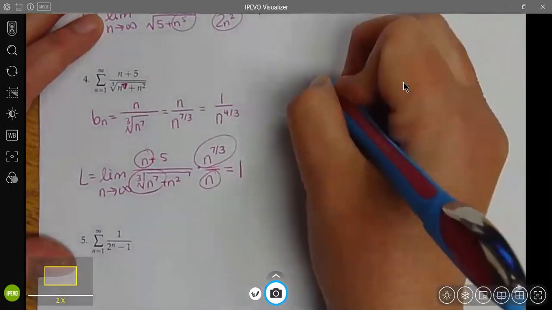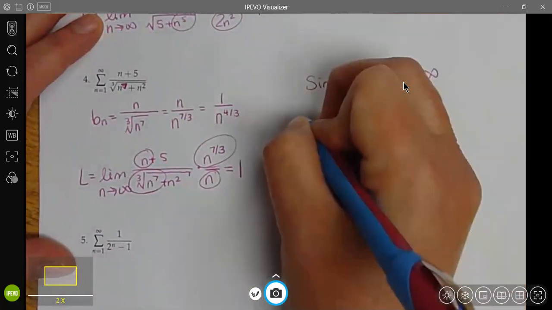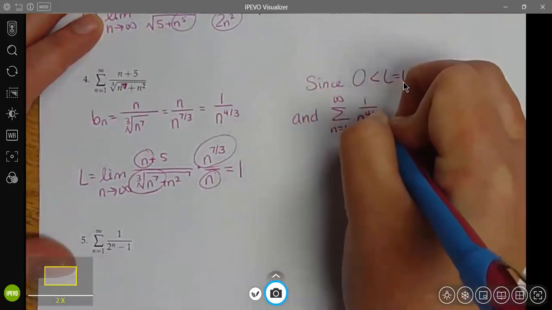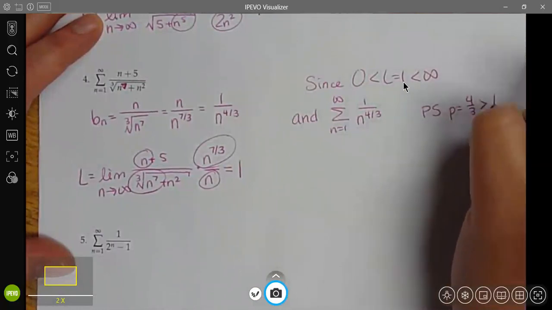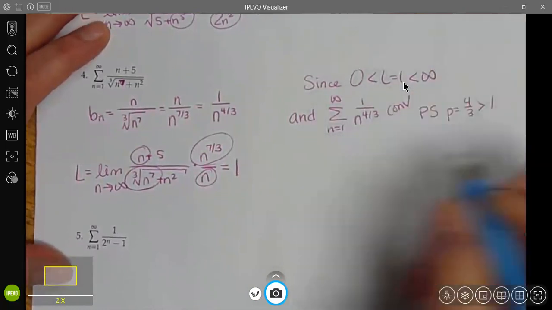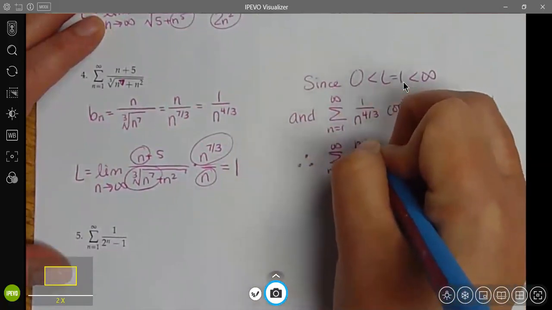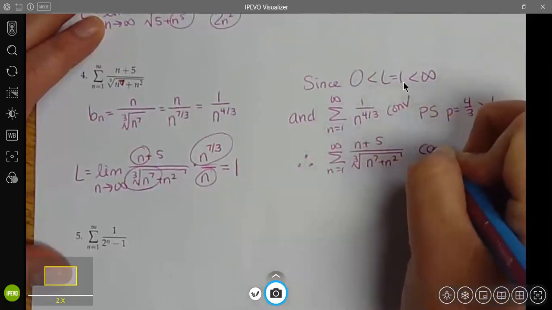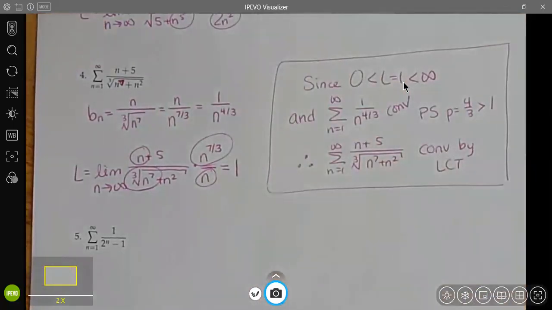All right, so my conclusion statement is, since L is equal to 1, which is between 0 and infinity, and the sum from n equals 1 to infinity of 1 over n to the 4/3, so that is a p series, and p is equal to 4/3, which is greater than 1, so that converges. Therefore, my original series, n equals 1 to infinity, of n plus 5 over the cube root of n to the 7th plus n squared converges by LCT. All right, so I'm hoping you got there, but if you didn't or you have questions about maybe where you want to stray, let me know. And then let's do number 5.